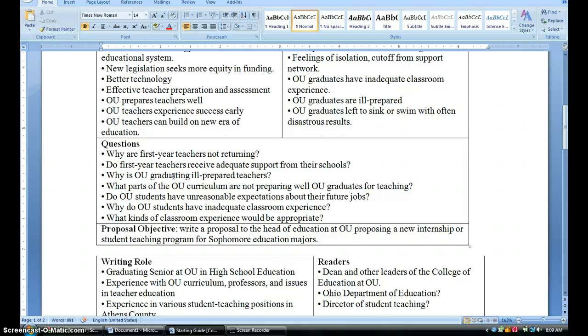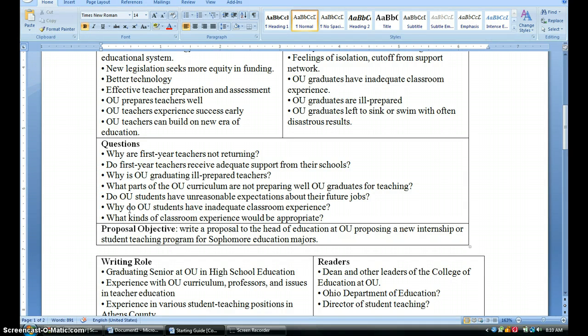Do OU students have unreasonable expectations about their future jobs? That's a good question, but it's probably too specific. If he answered that, he wouldn't be getting at the central part of his A-B dissonance, and that is we should have good teaching, we should have good preparation, but first-year teachers are leaving and not coming back. And so this is a little too specific.